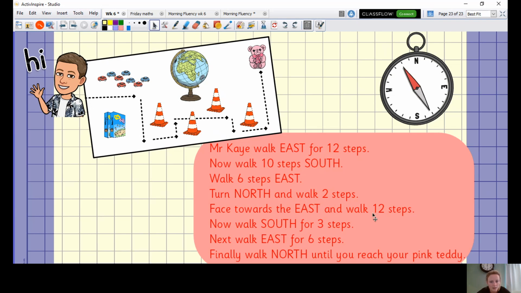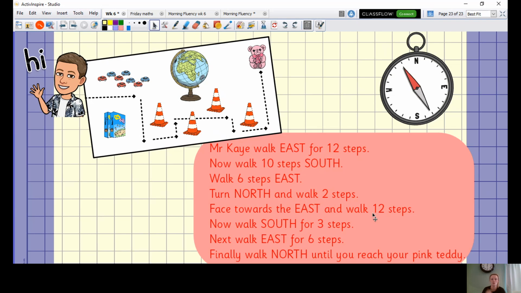And then I'm going to say, Mr. K, walk east for 12 steps. Wait for him to do that. And then I'm going to say, now walk 10 steps south. Walk 6 steps east. Turn north and walk 2 steps. Face towards the east and walk 12 steps. Now walk south for 3 steps. Next, walk east for 6 steps. Finally, walk north until you reach your pink teddy bear.